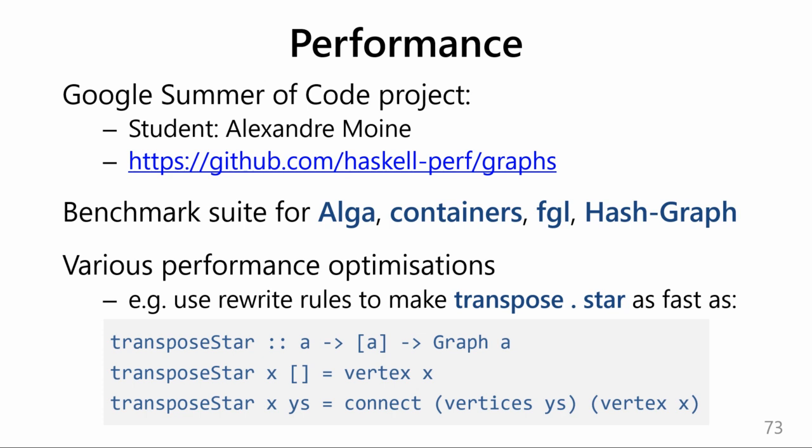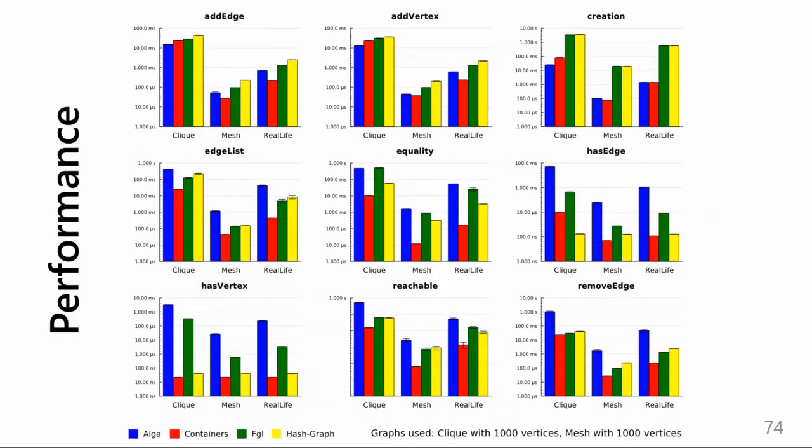There are also lots of rewrite rules that follow these algebraic laws and allow you to, for free, get efficient implementations for composing different operations together. Okay, I don't think I have much time to go through the benchmarks, but just one quick note: depending on the operation, the library can be very fast, even faster than the containers library, which is very optimized and has a memory-packed representation of graphs.